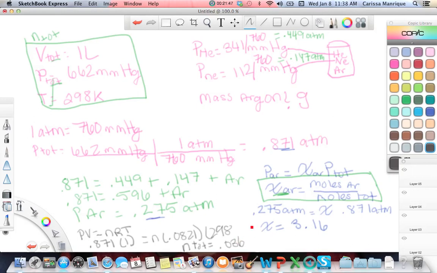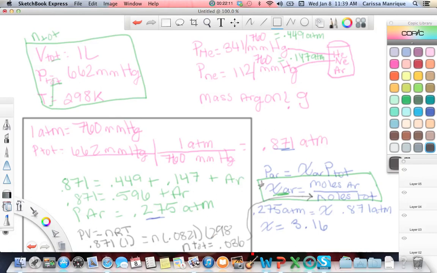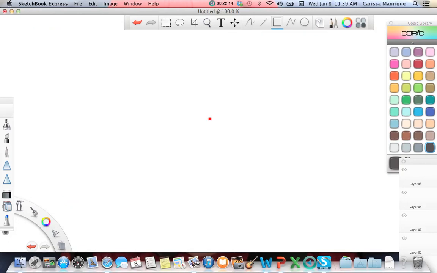Okay, so now let's look at what I have here. I have moles total, which I can put in right here. I have my mole fraction, I can put in there. Then I can get moles of argon. Okay, so let me write all this down, or let me erase part of this. Oops, or I delete everything. Okay, so let me write down what I have here.